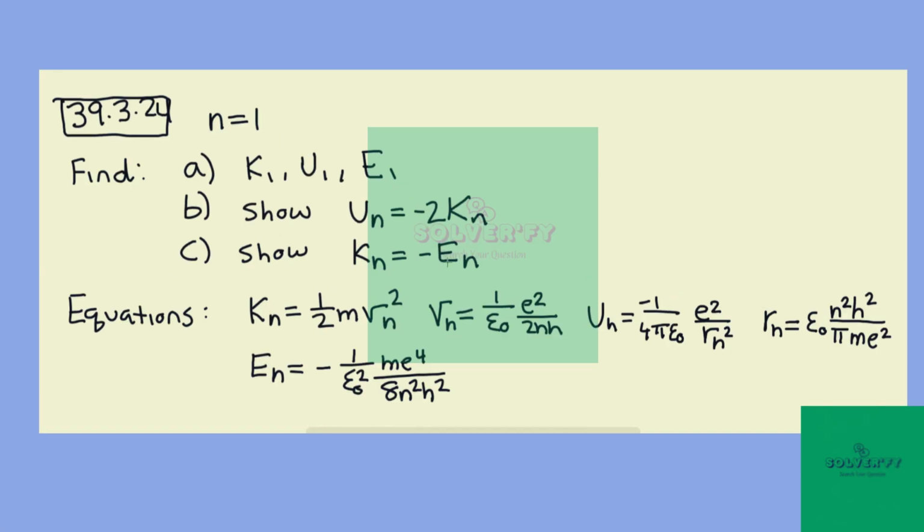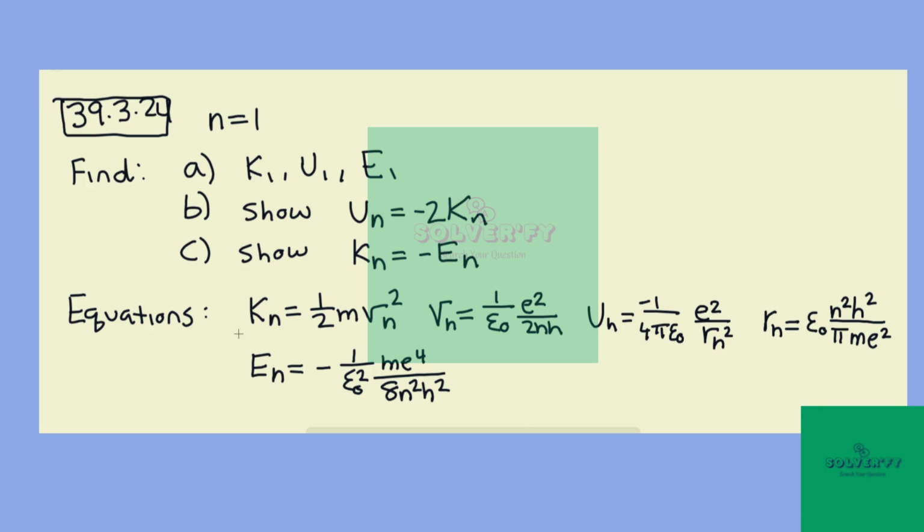Okay, in this problem, we have a hydrogen atom in its n equals 1 ground state. We're asked to find in part A the kinetic energy, potential energy, and total energy of this ground state for an electron orbiting a simple nucleus, the hydrogen nucleus. Part B, we're asked to show this relationship: that the potential energy for any arbitrary level is equal to -2 times the kinetic energy of that level. We're then asked to show that the kinetic energy of a particular level is simply the negative of the total energy. So we're going to need various aspects of the Bohr model for this problem.